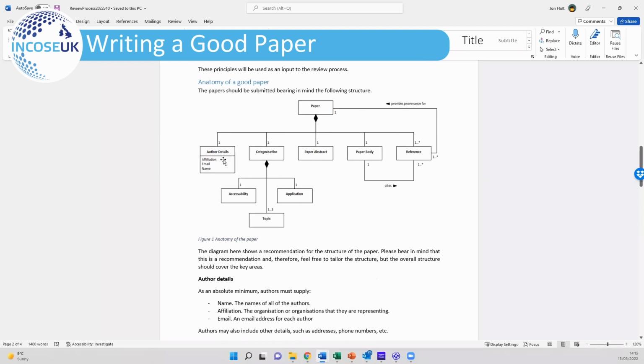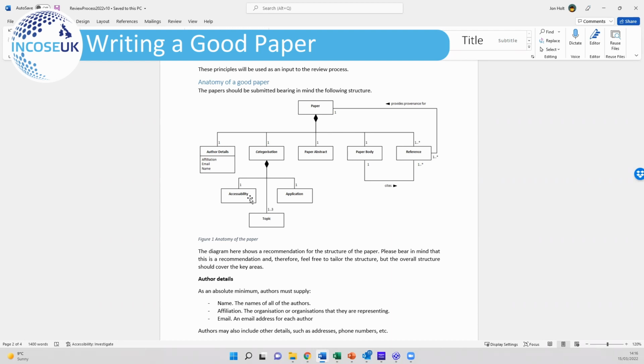Essentially, we've got the preamble, so the author details with your affiliation, email and name, and the categorization. So basically there, what we've got is the topic area. And although there isn't a definitive list of topics, there is a high level list of topics that you might expect. So things like requirements engineering, configuration management, MBSE, digital twins, all these sorts of things are there as topics. We also ask to score in terms of accessibility. So is it aimed at beginners? Is it best practice? Or is it cutting edge research?